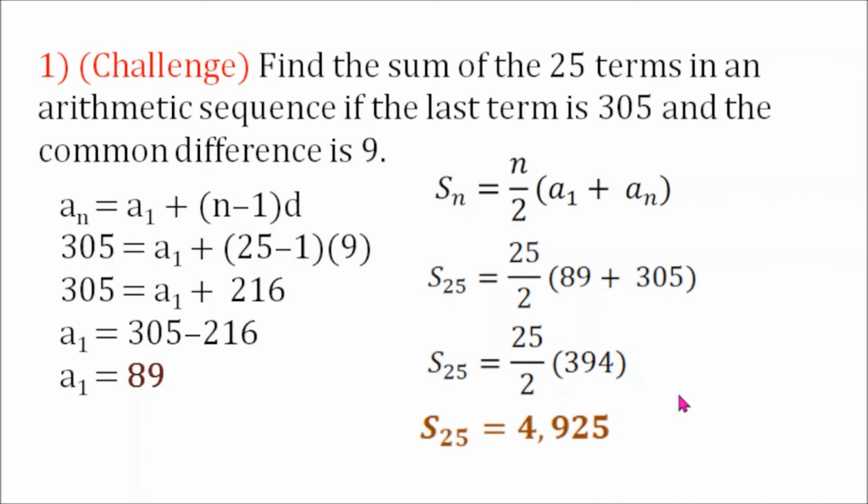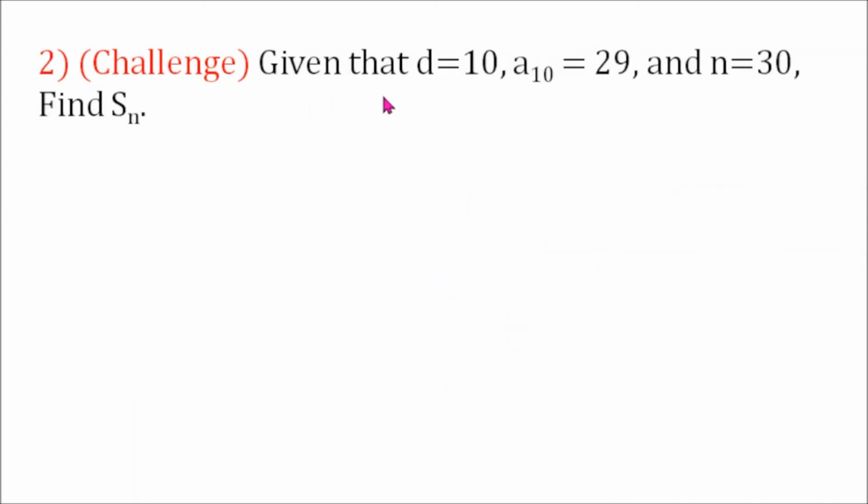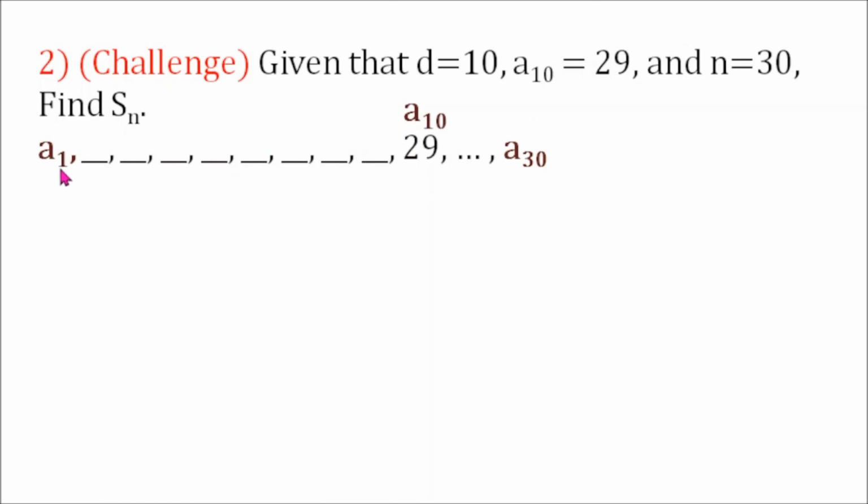4925. For the second challenge question, given that d equals 10 and a sub 10 equals 29 and n equals 30, find s sub n. So here we don't have a sub 1 and we don't have a sub n either. So we will find a sub 1 first. So this is how we devise it. This is a sub 10 and a sub 1 is here, and then a sub 30 is also here. So this is our formula to find a sub 1.